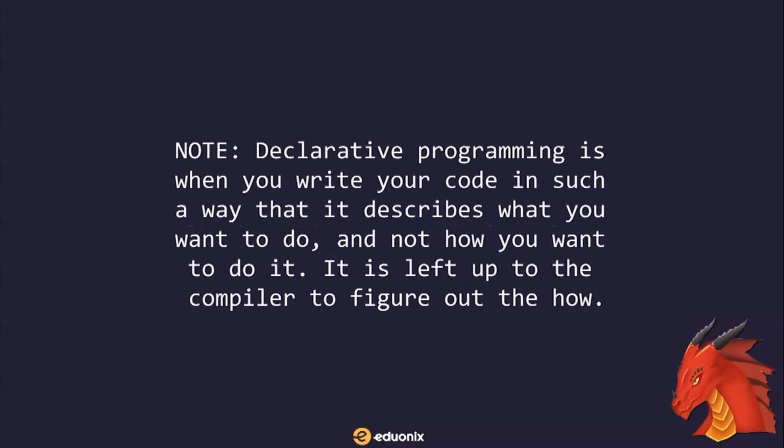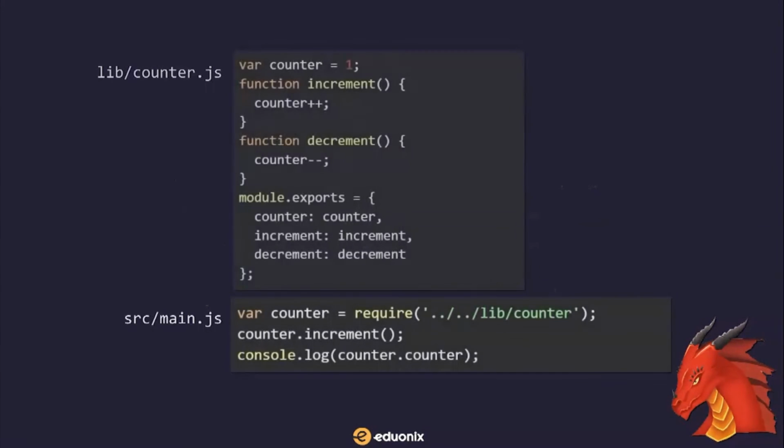Note, declarative programming is when you write your code in such a way that it describes what you want to do, and not how you want to do it. It is left up to the compiler to figure out the how. Here's an example.